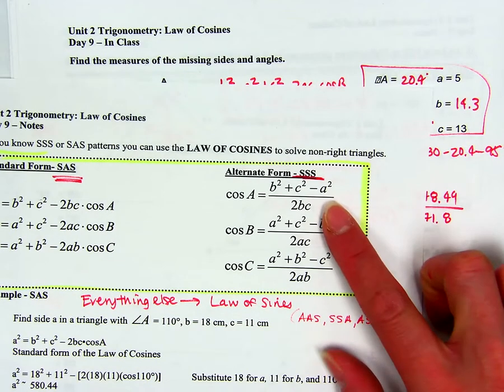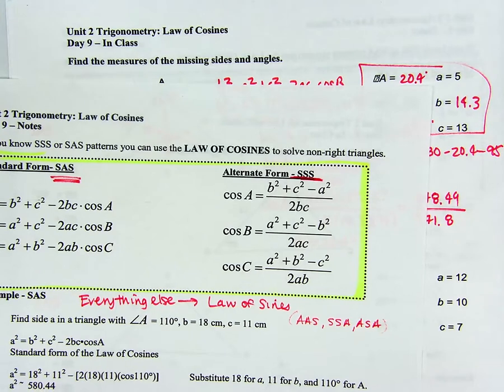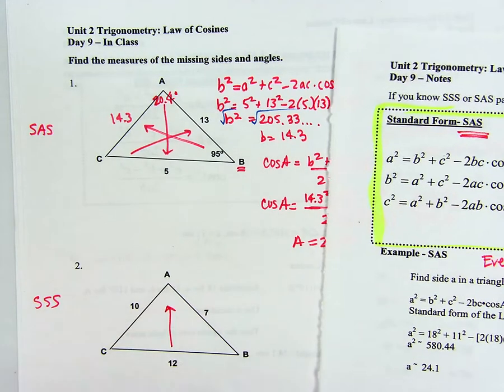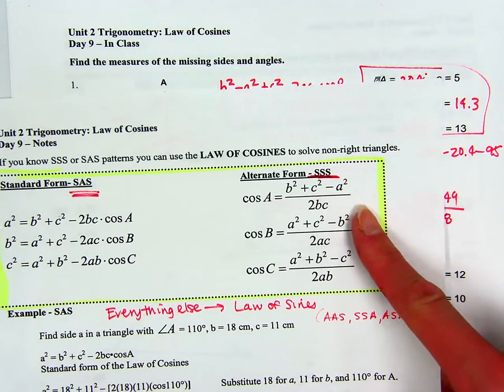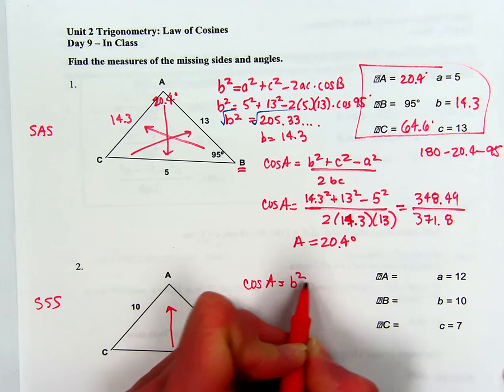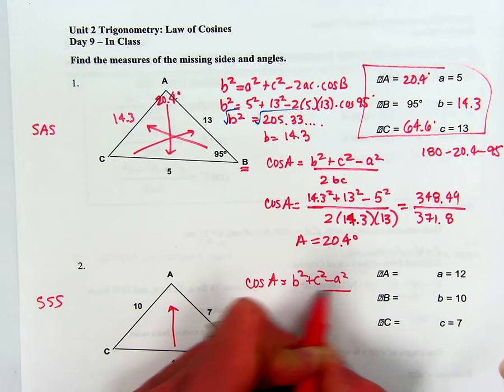Side, side, side. So we're going to pick any angle. I always like to start with the biggest angle. So if you look at side A being the biggest side, we're going to just start with angle A. So I'm going to use this formula. Remember, you can always flip back so you don't have to memorize the formulas.